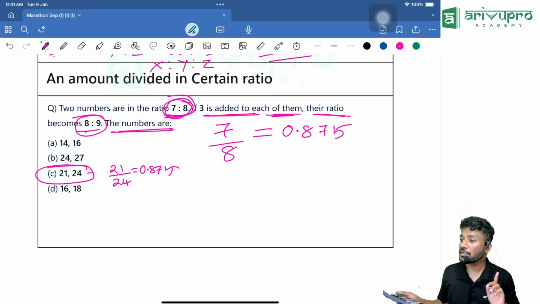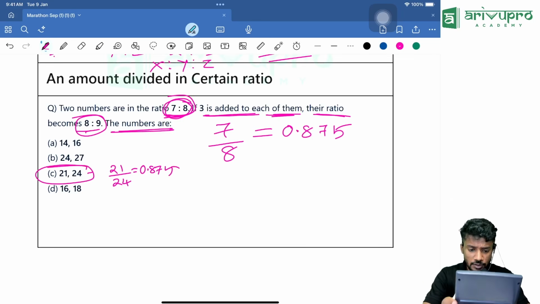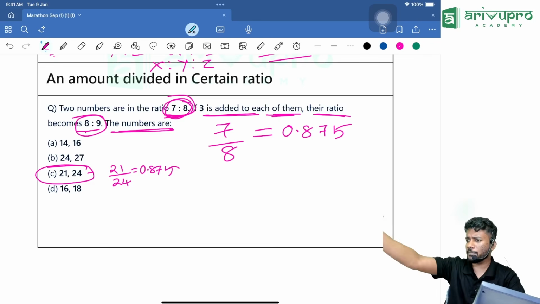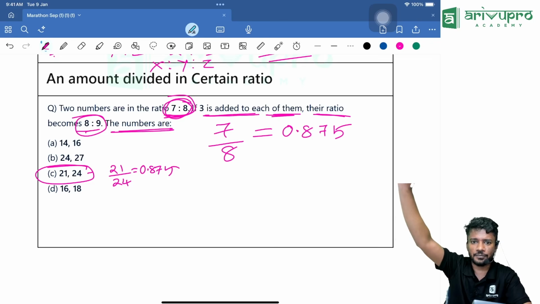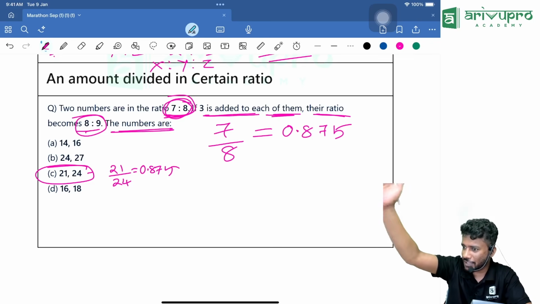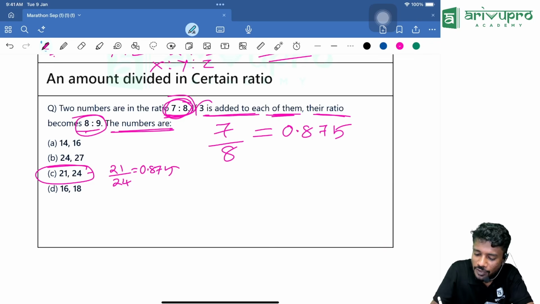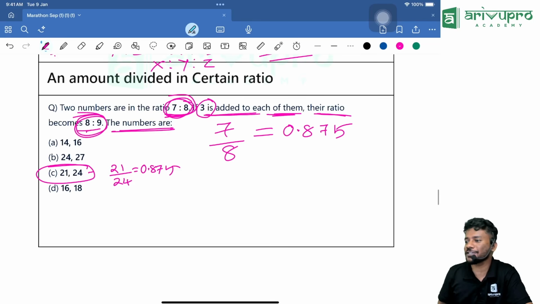Even option A is giving it. Is option A also giving you? Okay, fine. Not at all a trouble. If option A is also giving the same, what you will do is, listen. You will add 3 to the option and check whether 8 by 9 is also possible.